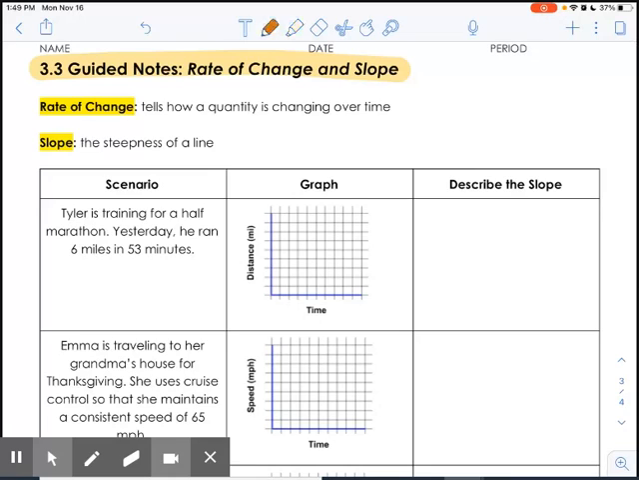And then these definitions here are also going to be important. They must be written down. So the first one is rate of change. Rate of change tells how a quantity is changing over time. Remember, a quantity is a numerical value. It's like a number. So how a quantity is changing over time.